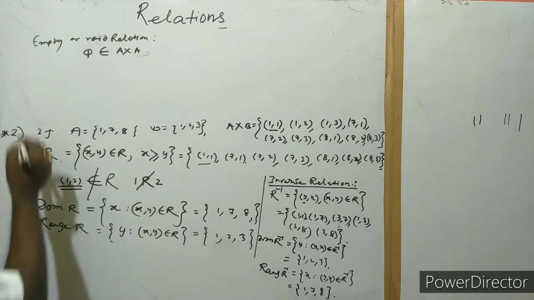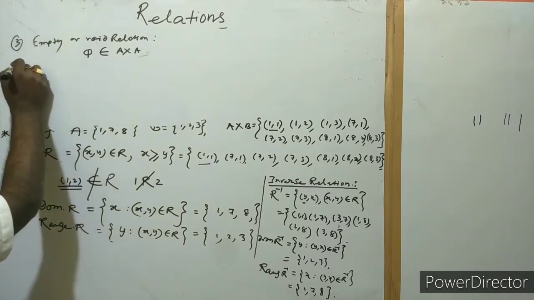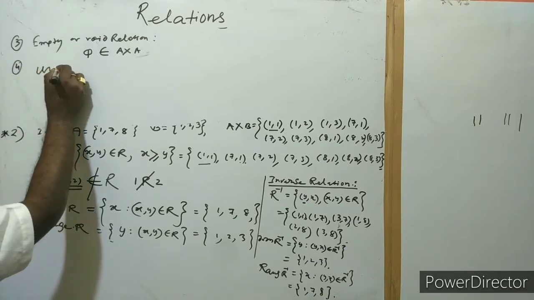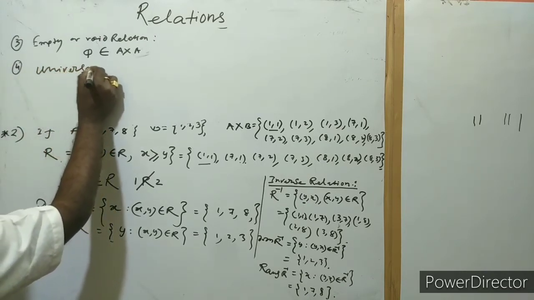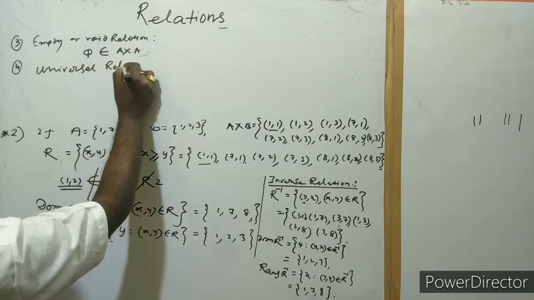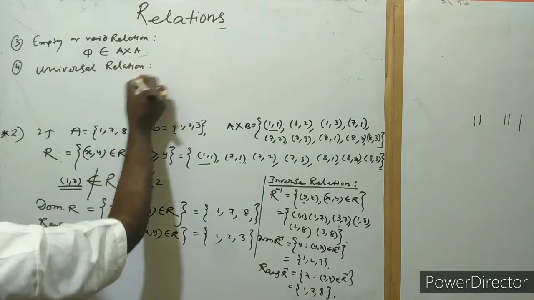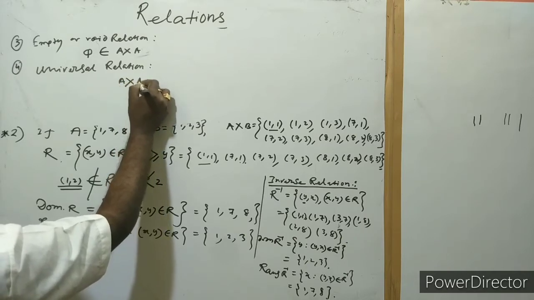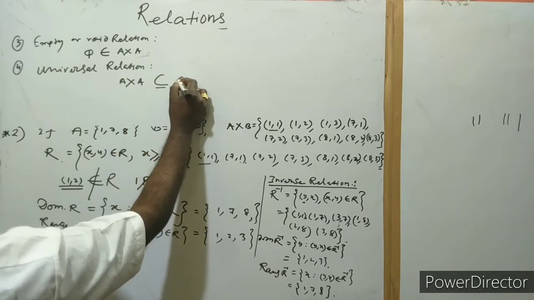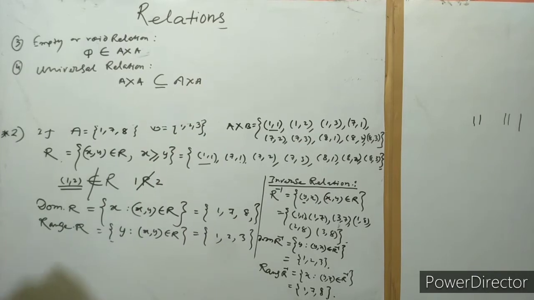And the universal relation, this is third and this is fourth. The universal relation is what? A cross B is also a subset of A cross B. Actually, they are the same. A cross B is a relation which is a subset of A cross B. Then we say that relation is called the universal relation. After that, the identity relation.